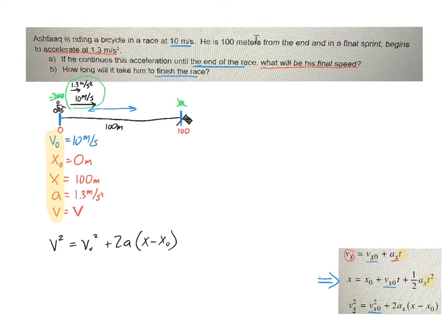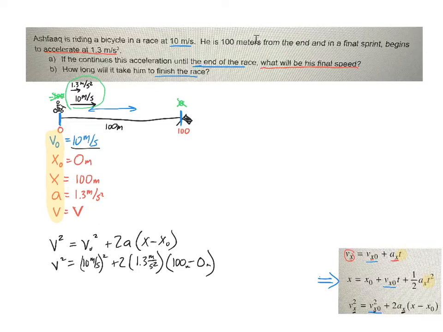Again, notice that I took out all the little subscript x's because I already know everything's in the x direction. So my final velocity, which is unknown, is equal to the initial velocity, which up here was 10 meters per second, needs to be squared, plus 2 times the acceleration, which was 1.3 meters per second squared, times the final displacement x minus the initial displacement, both in meters. And there we go. So at this point, you can put it in your calculator.